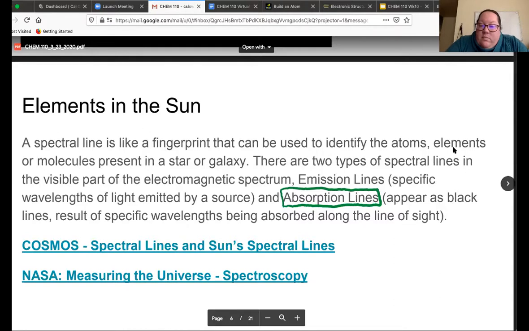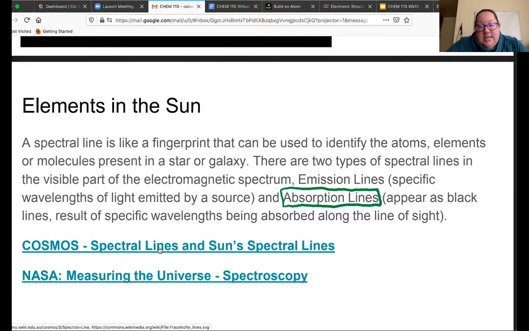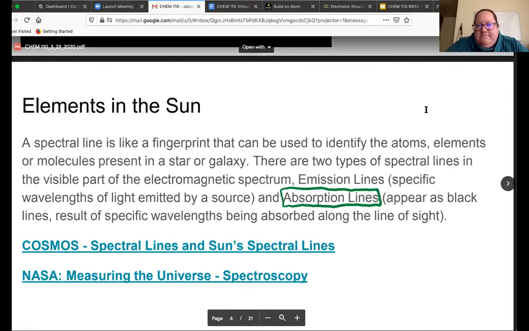So one of the things that's really cool about this, and you could explore this further, is there are spectral lines in the sun's spectrum, and NASA actually has some really cool videos about measuring the universe with spectroscopy. So if you love studying the cosmos and thinking about the way that we can study stars that are millions of miles away, then this is right up your alley.